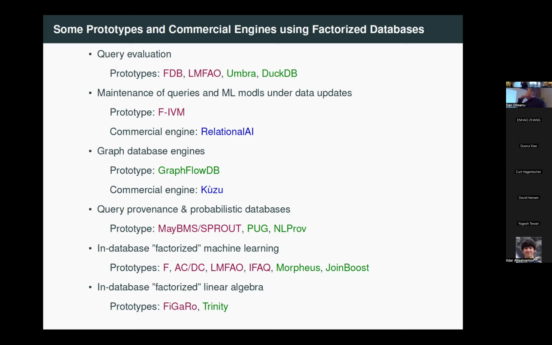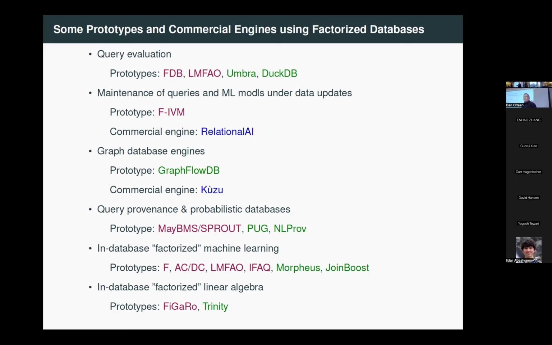For maintaining queries under updates, we have our own prototype F-IVM and the relational AI. I work with the guys there to carry over some of our ideas into their systems. So some of this factorization happens now there. Graph database engines, at Waterloo developed GraphFlowDB, and now it became Kuzu, the commercial database engine for graph databases. And then in query provenance and probabilistic databases, we developed ABMS and Sprout. I deal with my students, but then, for instance, Boris Glavic did a PUG system that uses factorization internally for explanations using provenance, and NLProv by Daniel Deutch.